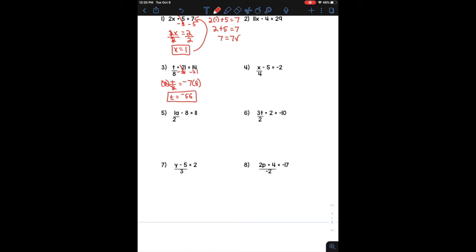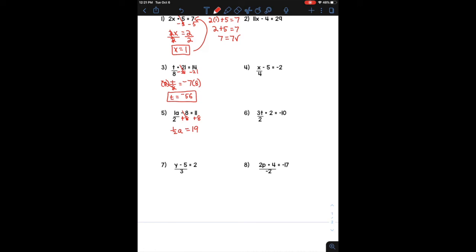Going on to number 5, this is going to be similar to one on the previous page. Again, are we going to add or subtract first? Well, since there's subtraction in the equation, we're going to do the opposite and add. We're moving everything away from the variable, in this case, that's a. Negative 8 plus 8 is 0, equals 11 plus 8 is 19.